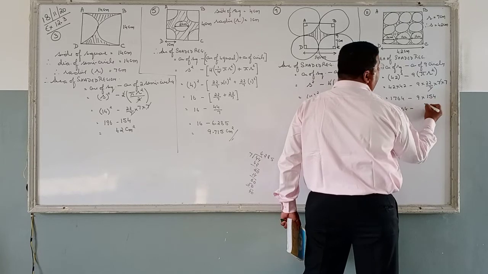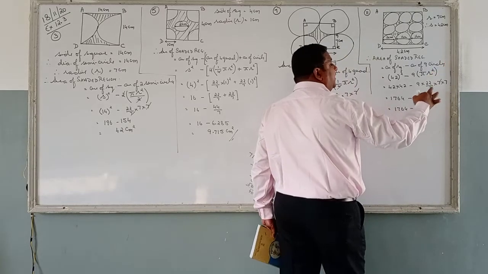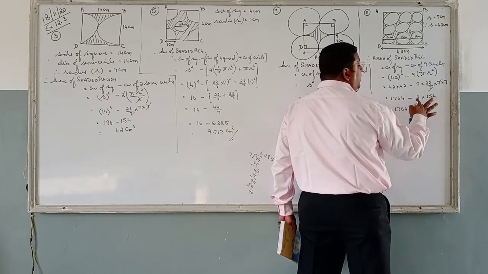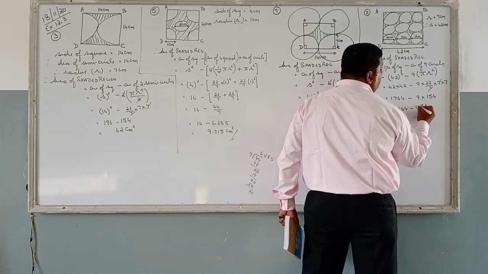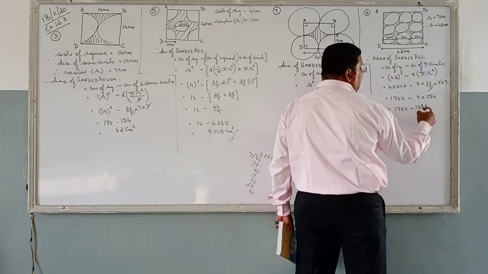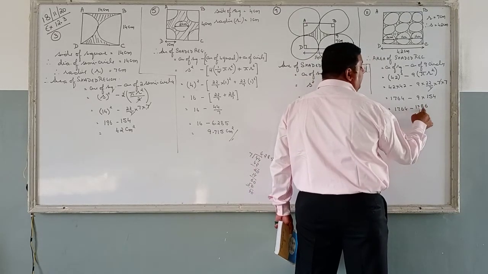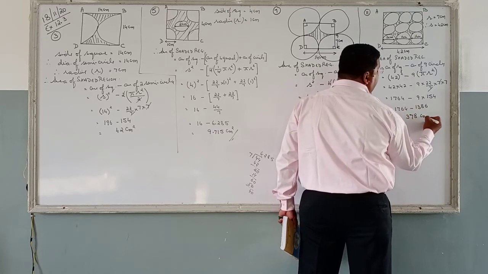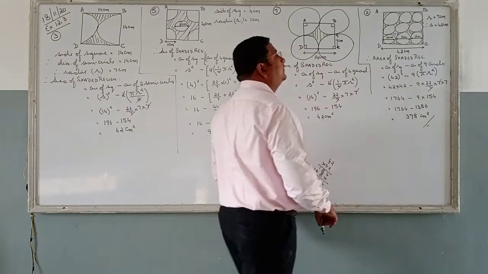1764 minus, 9 4s are 36, carry 3, 9 5s are 45, 45 and 3, 48, carry 4, 9 1s are 9, 9 and 4, 13. Can we subtract? 14 minus 6, 8, 15 minus 8, 7, 6 minus 3, 3 centimeters square.